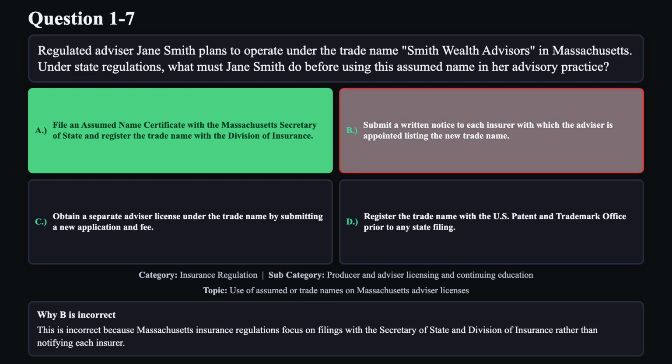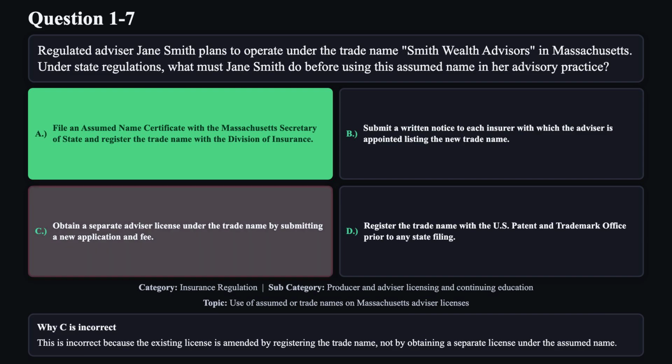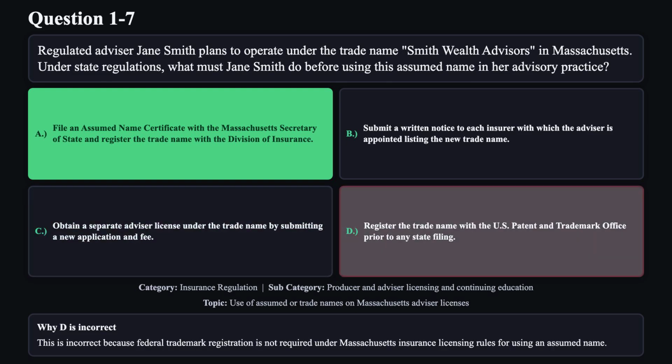Reason C is not correct. This is incorrect because the existing license is amended by registering the trade name, not by obtaining a separate license under the assumed name. Reason D is not correct. This is incorrect because federal trademark registration is not required under Massachusetts insurance licensing rules for using an assumed name.